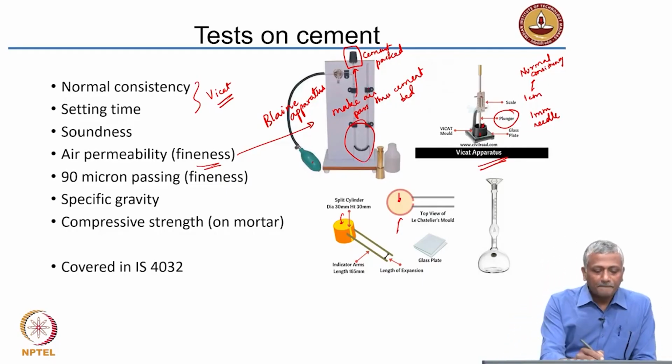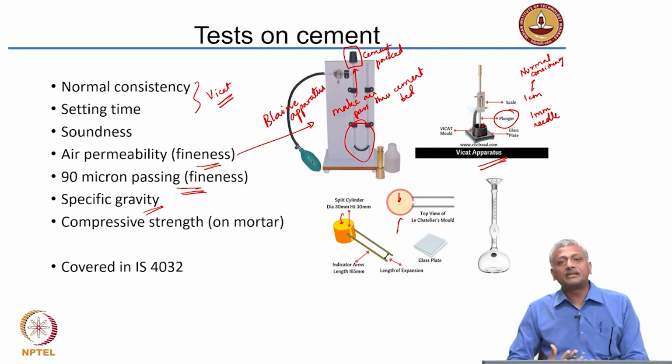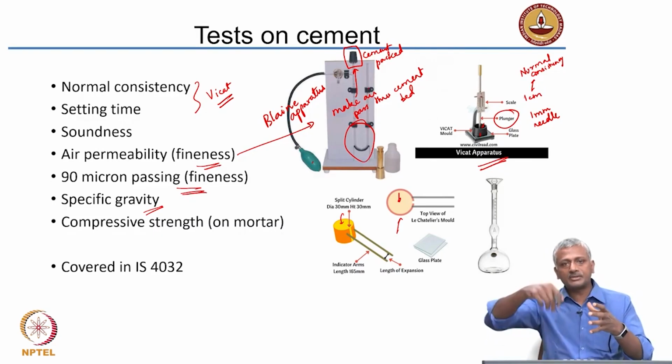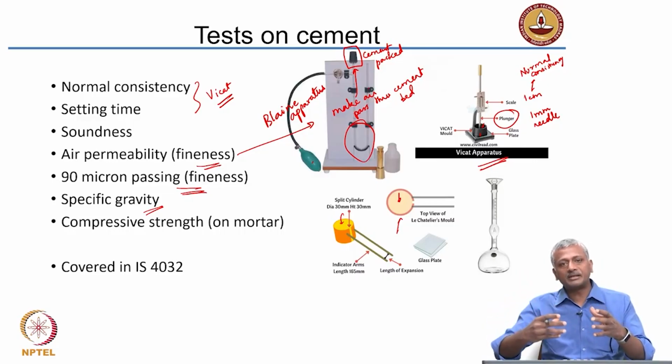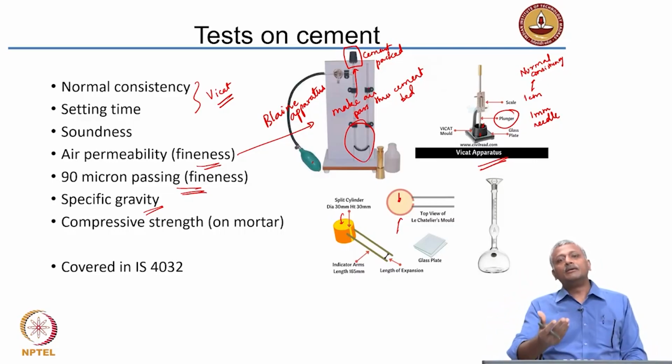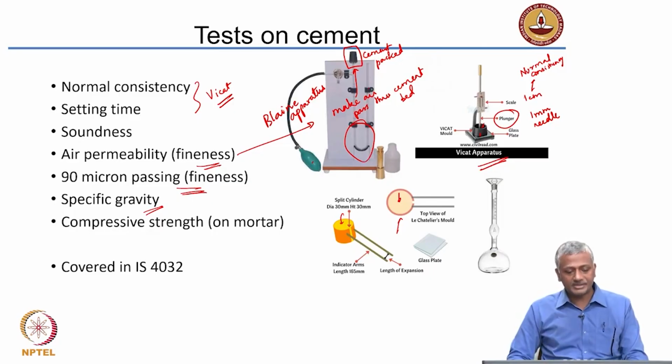Then you have the test for specific gravity. Sometimes fineness is also expressed in terms of the amount of material that passes through a 90 micron sieve. So, just take a sieve of 90 microns, put your cement through, and the amount of material that is passing the 90 micron sieve or retained on the 90 micron sieve can also be used as a measure of the fineness.